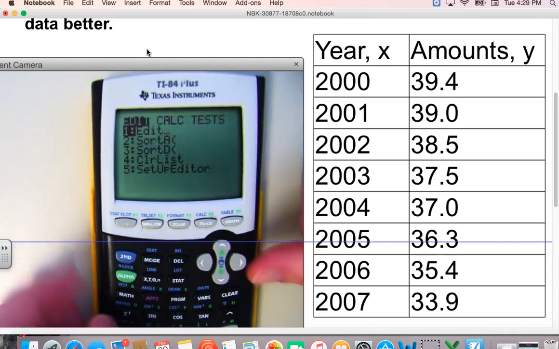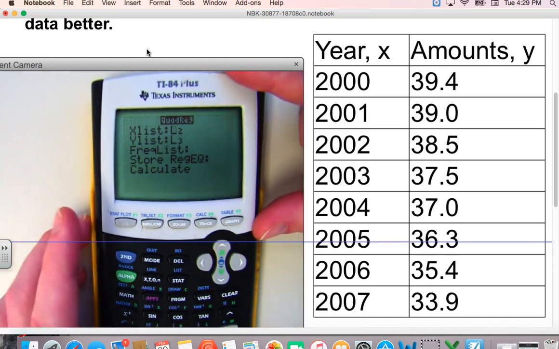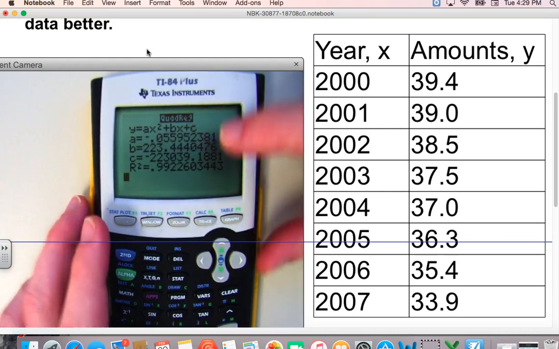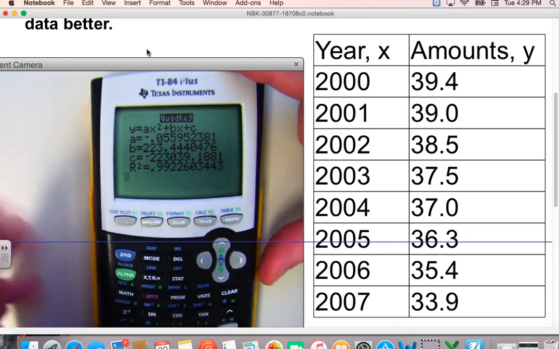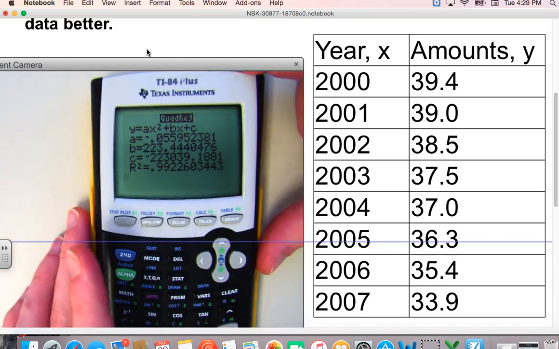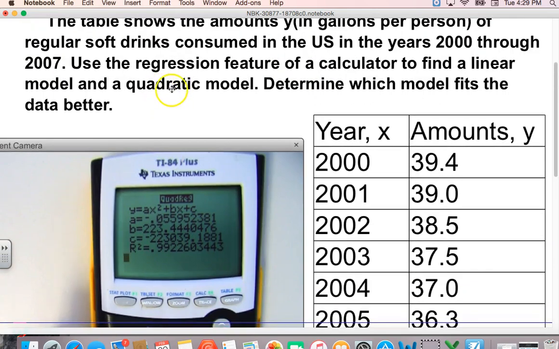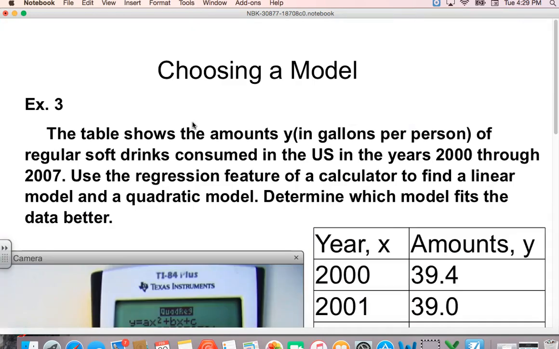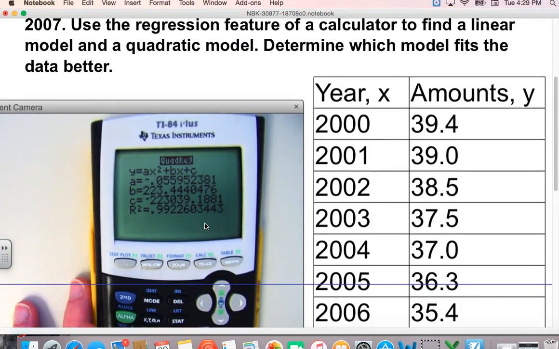So hit stat, calculate, quadratic regression, number 5, and make sure it's L2 and L3 on mine. Okay, so r squared here is 0.9922. So that's even better than what it was for a linear. So I would say that the best model for this one is a quadratic model. All right, so for this one I would pick quadratic. So that's pretty much it. You just graph each of them, look at your r squared, and see which one's better. And that's the model that you would use.